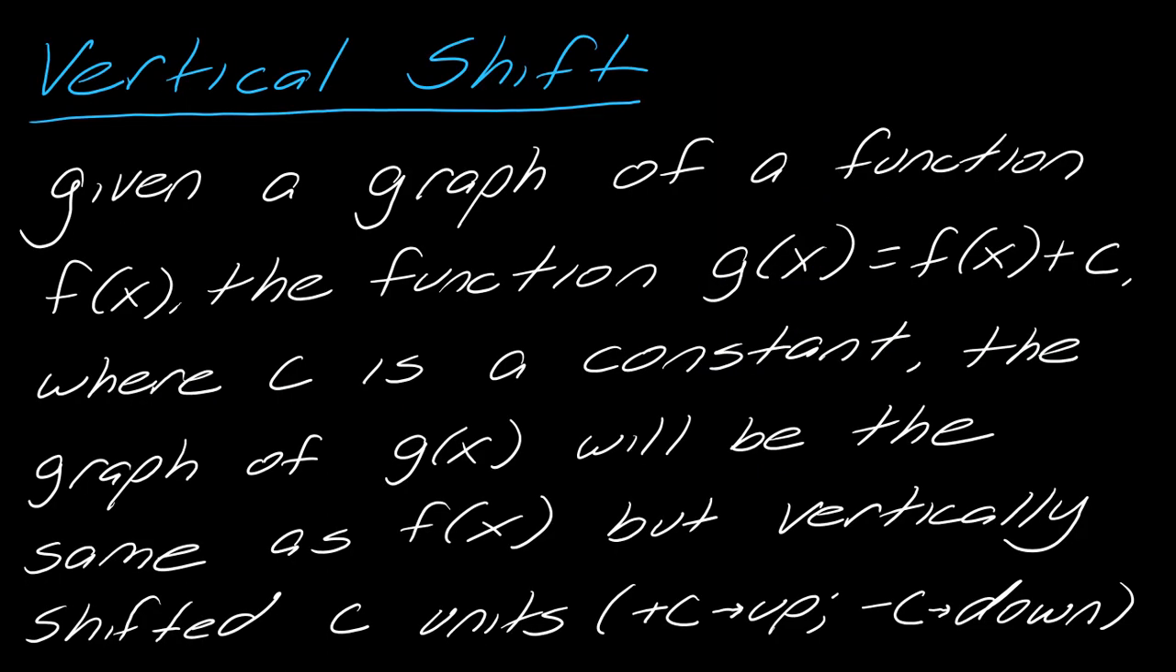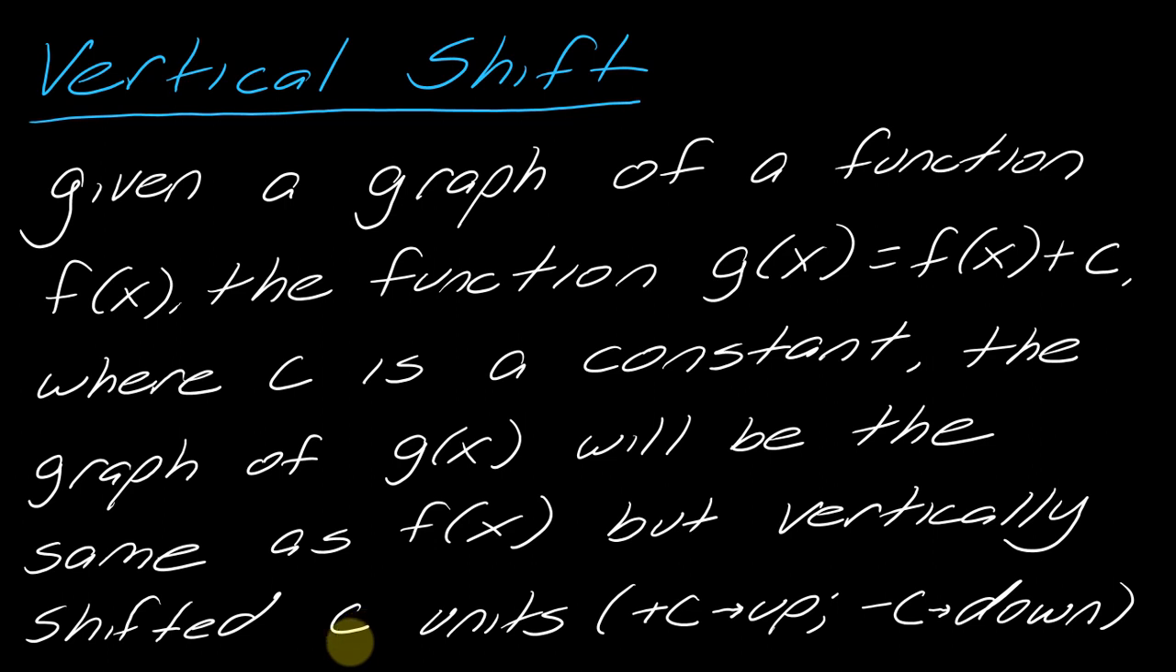That transformation is what's known as a vertical shift. And I have kind of the whole formal mathematical definition here. So given a graph of a function f of x, the function g of x equals f of x plus c, where c is a constant. So the graph of g of x will be the same as f of x, but vertically shifted c units.